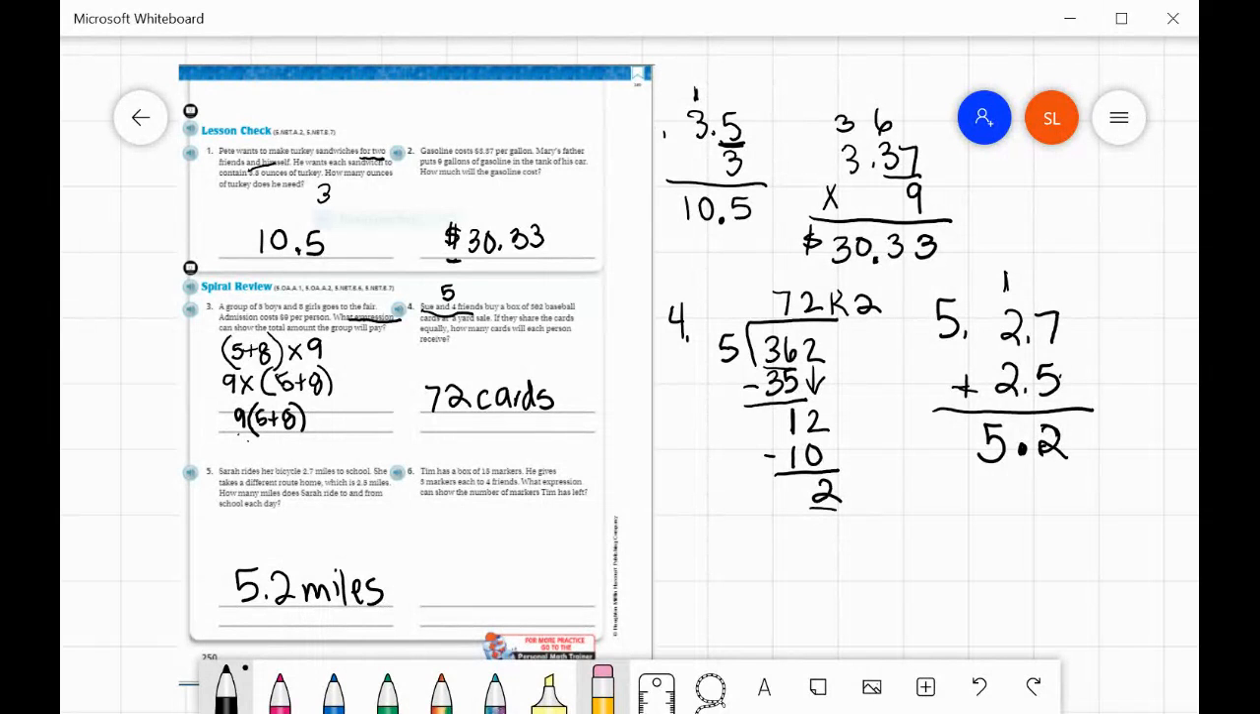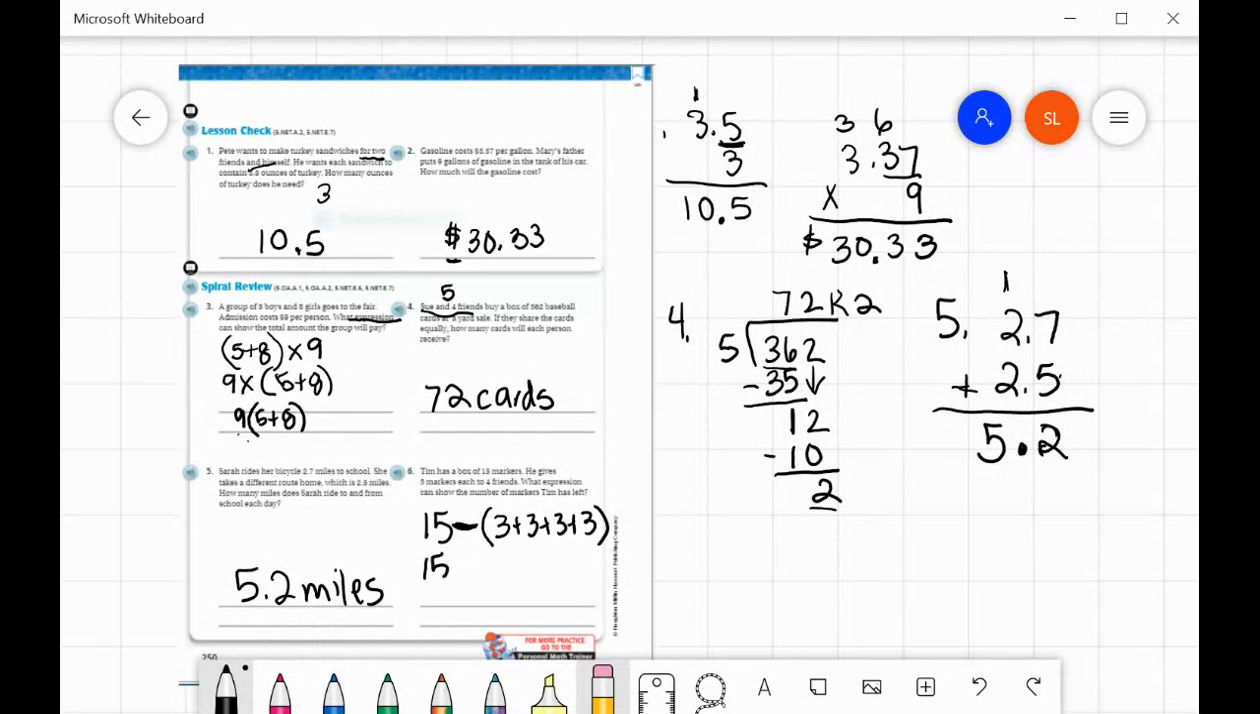So he started out with 15. So that's the first number that we need because it's what he started out with. And then he gives away, which means he subtracts from his total, 3 markers to each of 4 friends. So it could be 3 plus 3 plus 3 plus 3.